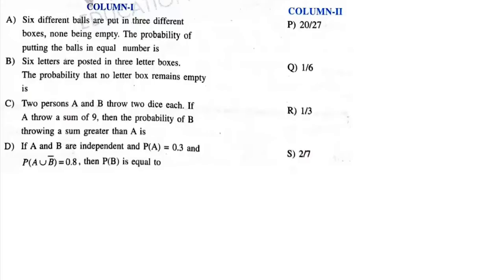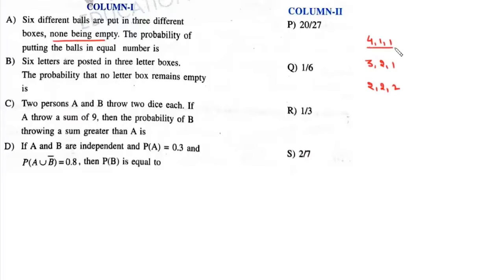Now here the question is, 6 different balls are put in 3 different boxes, none being empty. The probability of putting the balls in equal number is. Now we have 3 different boxes, say first, second, and third. How can we put the balls in them so that none of them is empty? First we'll figure out in how many ways we can distribute the balls so that none of the boxes is empty. Either it could be 4, 1, 1, or 3, 2, 1, or 2, 2, and 2. So these are the 3 possible cases.